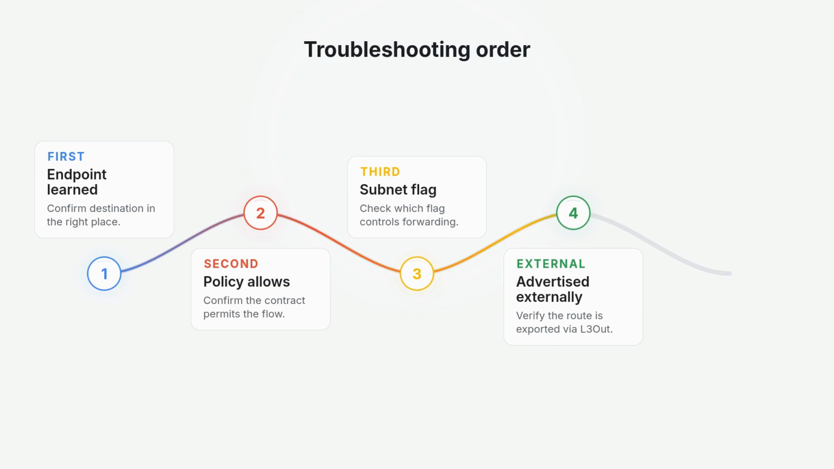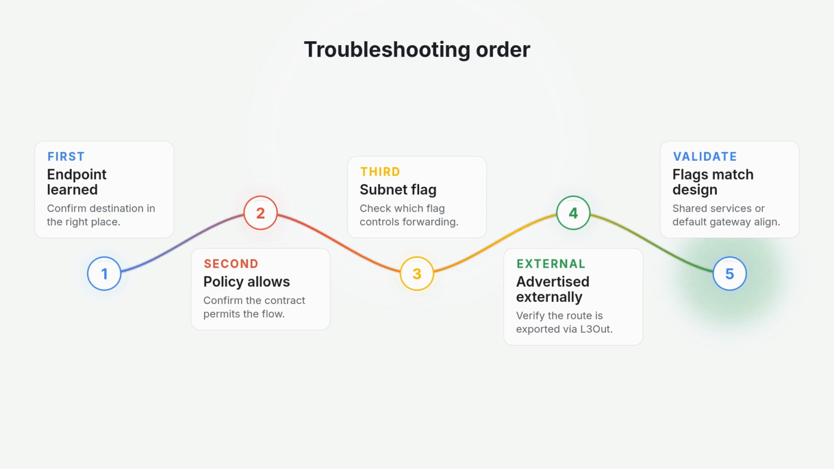The fabric may know the endpoint internally, but return traffic still fails if that route was never exported through the L3 out. If the design uses shared services or an external default gateway, validate that the subnet flags match that design. Otherwise, the fabric makes the forwarding decision from the wrong routing context or gateway assumption.